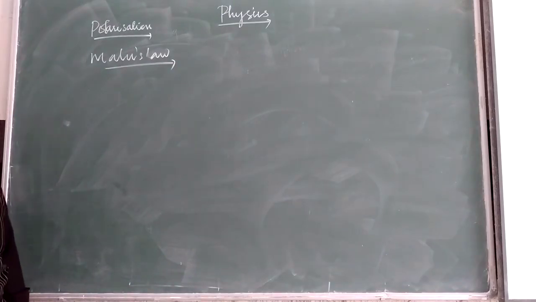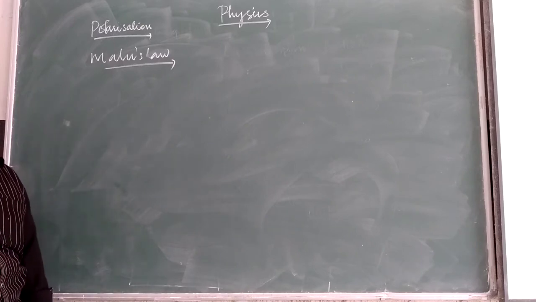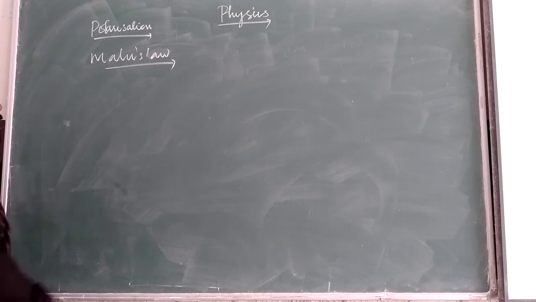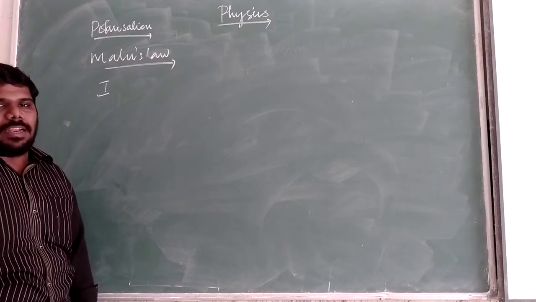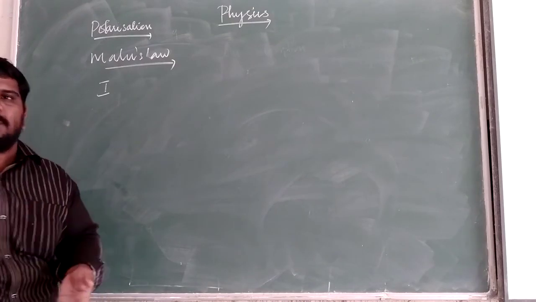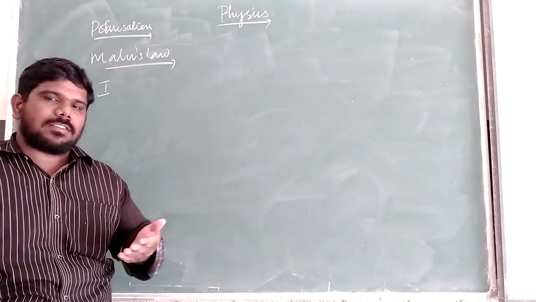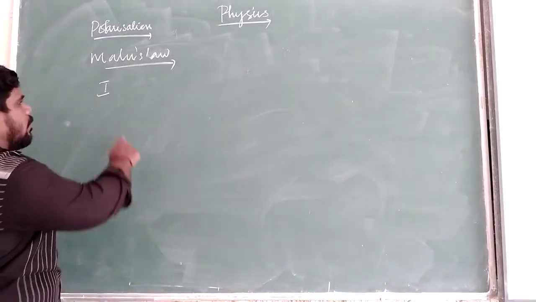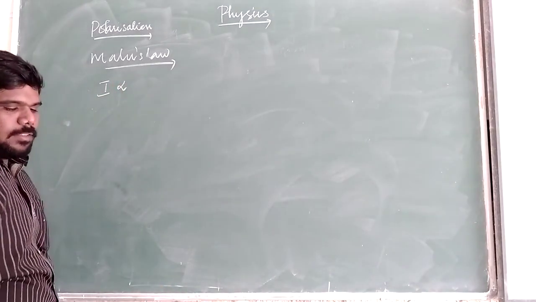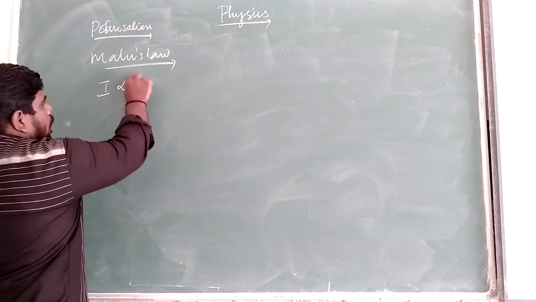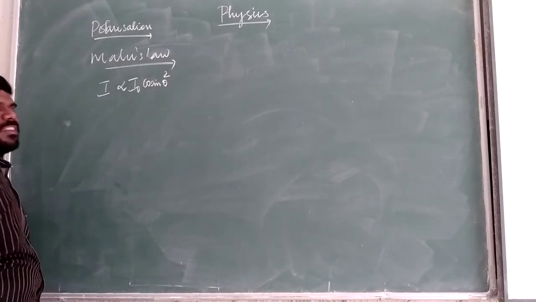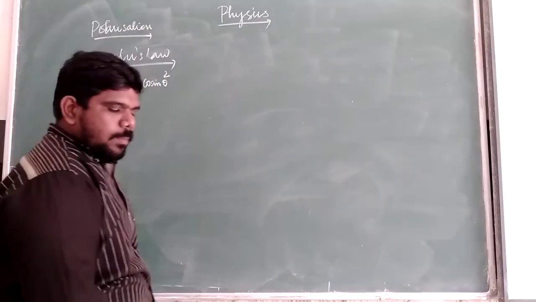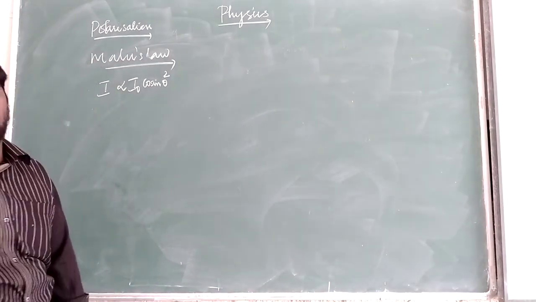In the year 1802, a French scientist, Malus, determined that when plane polarized light falls on the analyzer, the intensity will be directly proportional to the square of the cosine of the angle between the analyzer and the transmission axis of the polarizer.